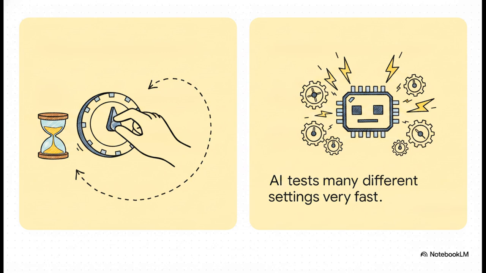Instead of human guessing, the researchers used artificial intelligence. We call it AI. Humans test settings very slowly. They test them by hand. This takes many hours. AI testing is completely different. The AI is a powerful machine. It tests many different settings very fast. It learns what works best in just seconds.